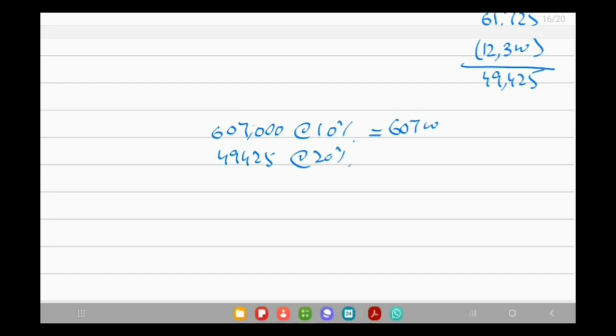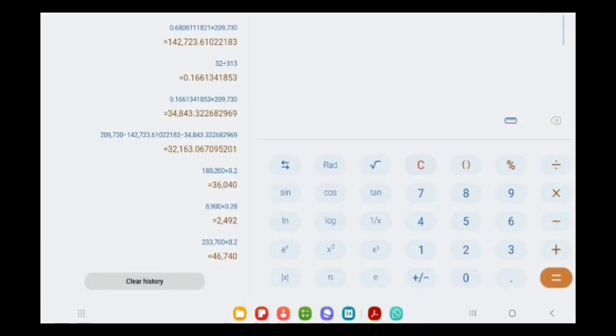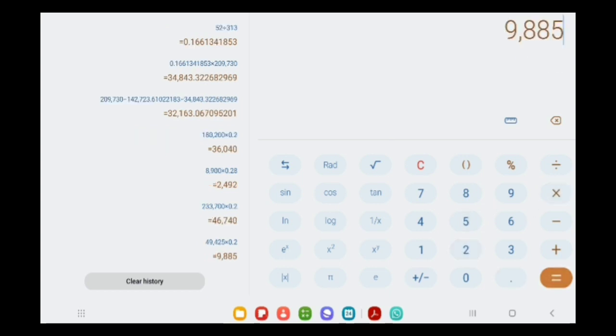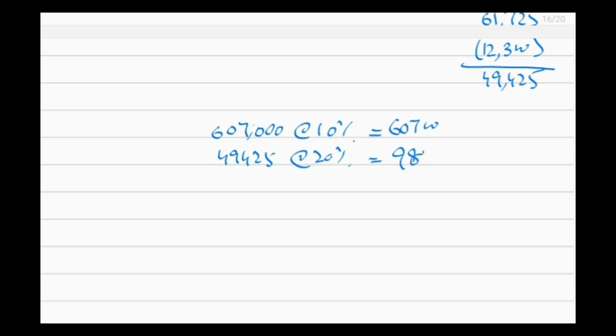Now we have to calculate on 6,07,000 10% of tax, and on 49,425 20% of tax. And on this 49,425, 20% tax comes to 9,885. So the total comes to 70,585 total tax liability. So this is about business asset disposal relief.